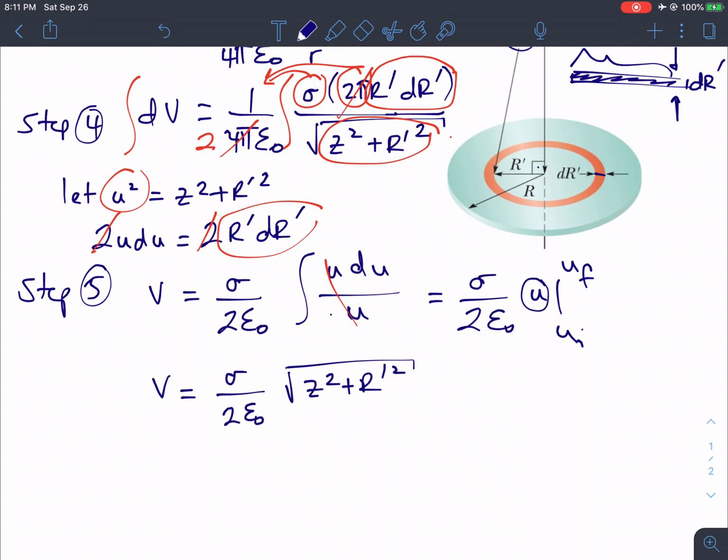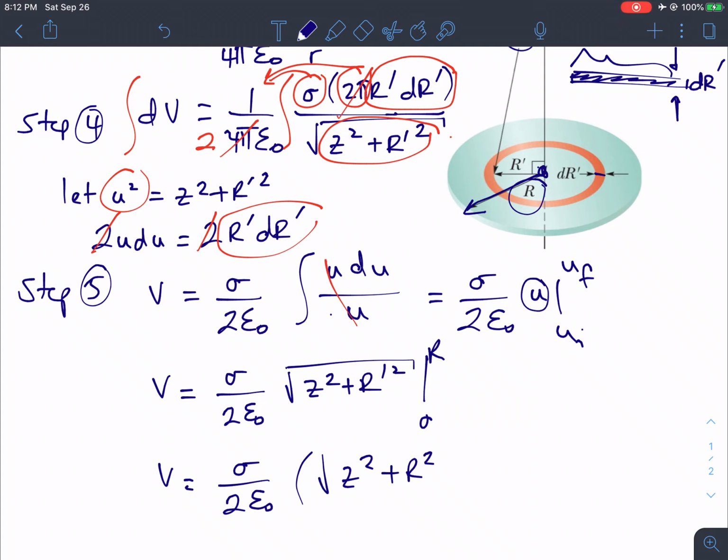And now, since it is in terms of r prime squared, it's not u anymore. And think about how we integrate this. We are starting at the center, which means it starts from 0, and goes all the way to r. So it's going to go from 0 to r, and that is for r prime. Okay, so let's do that part. Sigma over 2 epsilon naught. When you substitute with r, you get z squared plus r squared. So r prime goes to r, and that's the first term.